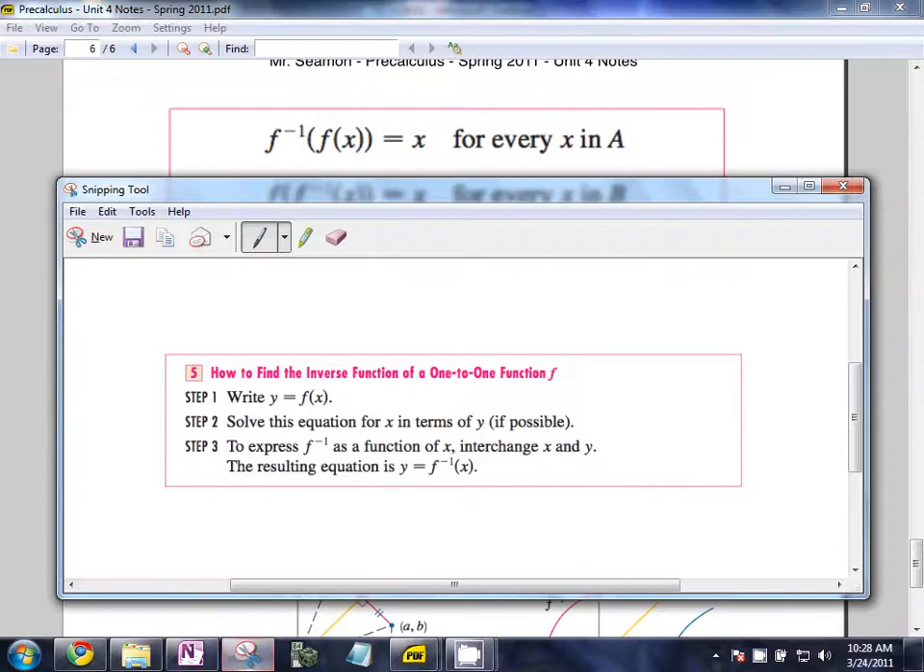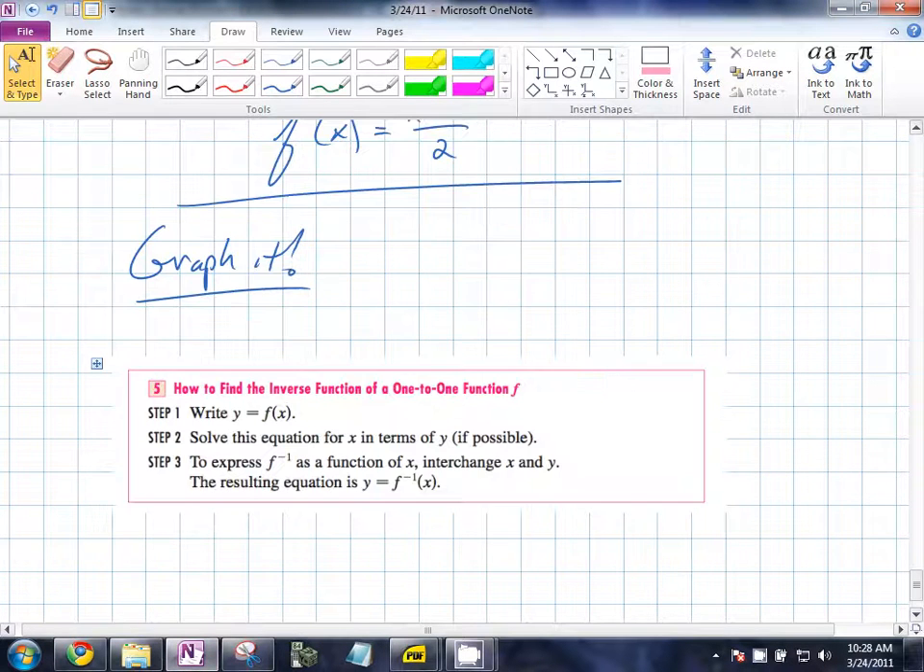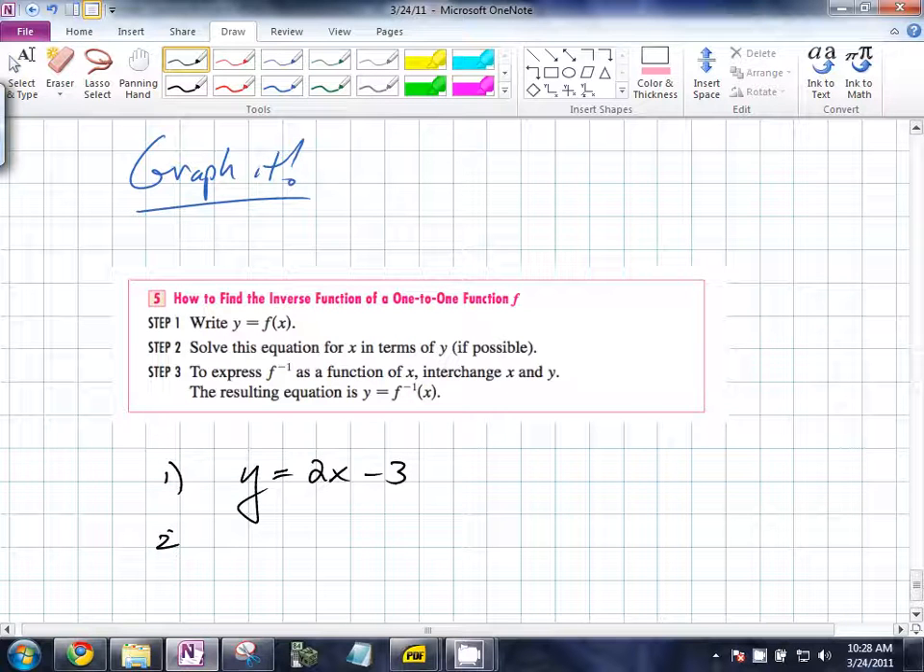So do we actually have a function here? What was it? It was y equals 2x minus 3. There's step 1. What's step 2 say? Solve this equation for x in terms of y. Let's solve for x. What do I do first to solve for x? So what do we get? y plus 3 is equal to? So what does x equal?